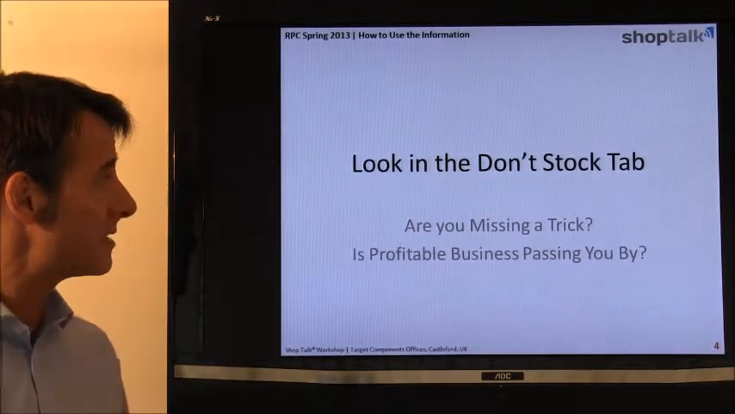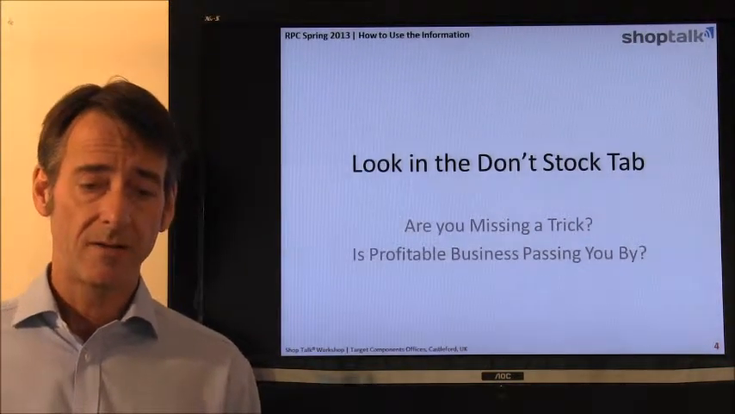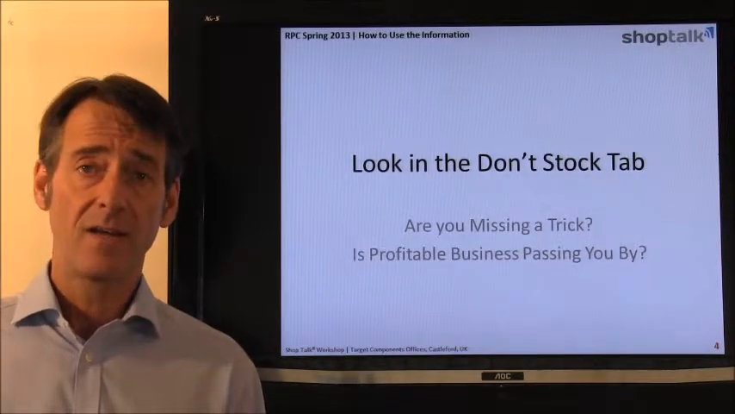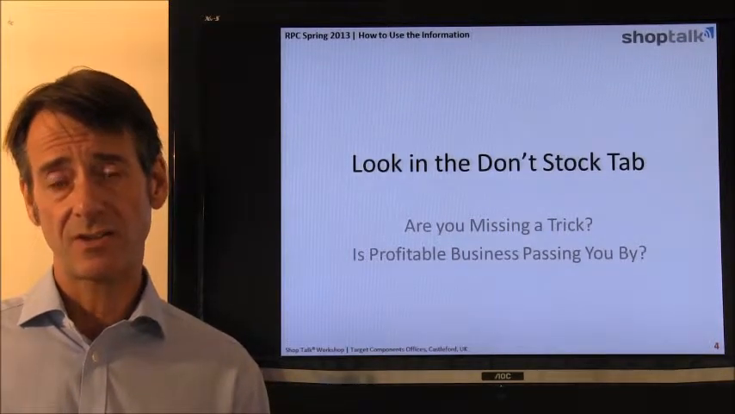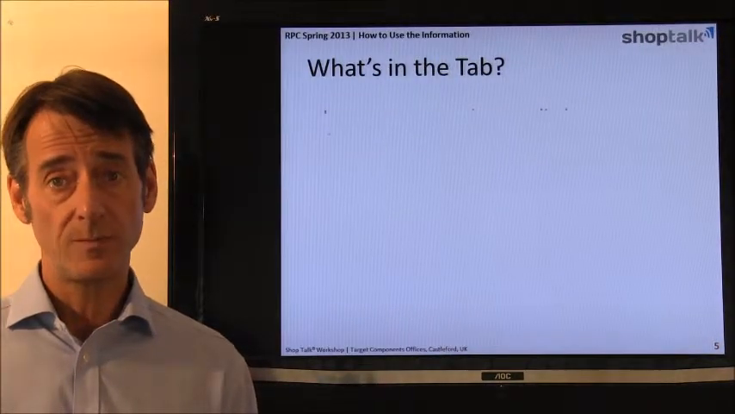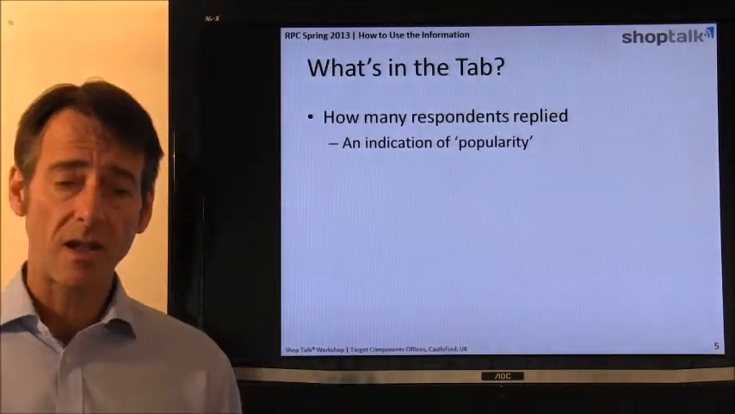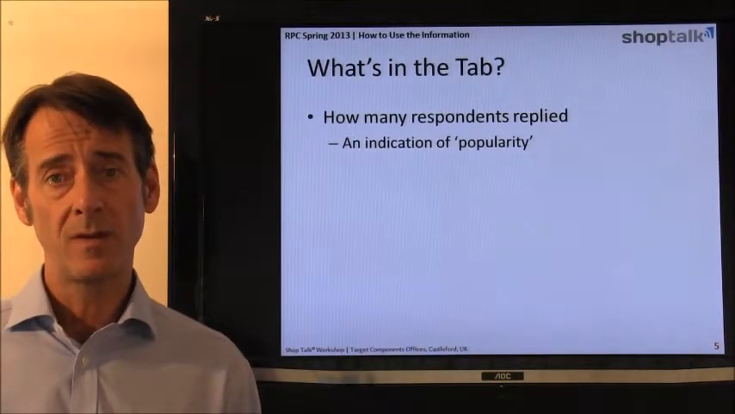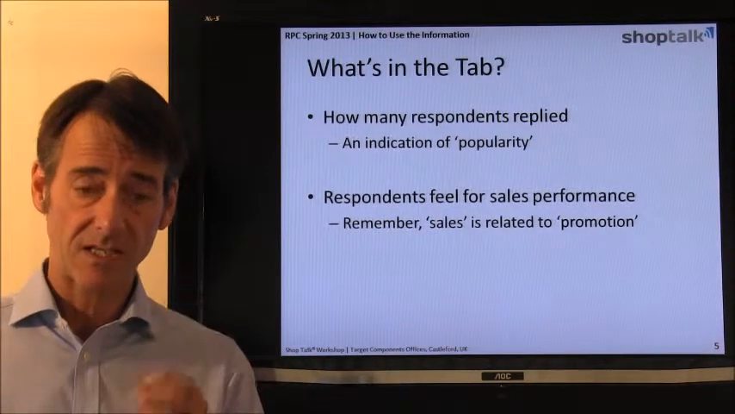So the first place to start looking in your report is the Don't Stock tab. This is simple stuff because this is items where you're not stocking things but maybe others are getting good sales satisfaction. So it's potentially areas where there may be opportunity for you to improve your range. It tells you how many respondents replied, which is an indication of the popularity of that product with other people. How they feel about sales performance, their sales satisfaction.